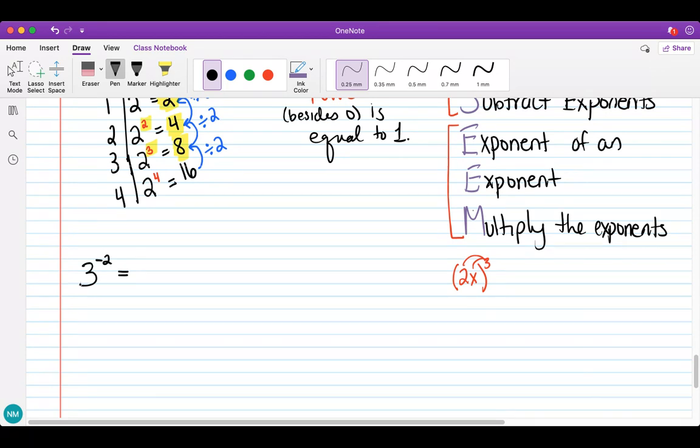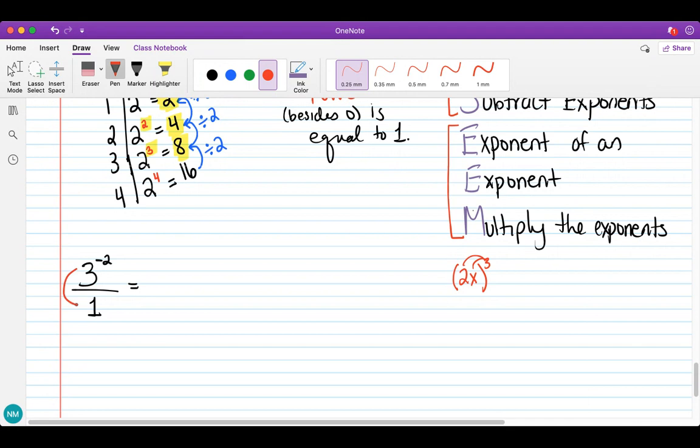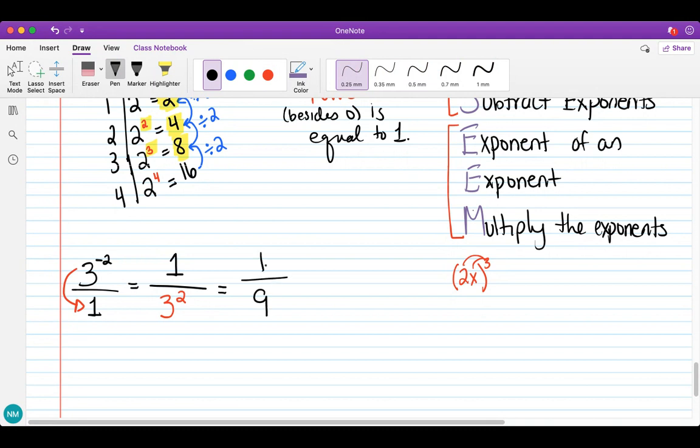So what it's going to do, this is technically 3 to the negative 2 over 1. So what the negative exponent is going to do is it's going to go downstairs because it's happier downstairs. It's going to go to the other side of the fraction. And what's going to happen is that there's going to be a 1 on top because the 3 is leaving. So what's left is a 1, right? And 3 to the second power is going to come downstairs, but it's no longer negative. It's in its happy place. So it's going to stay down there. So it's going to be 1 over 3 squared, which is 1 over 9.